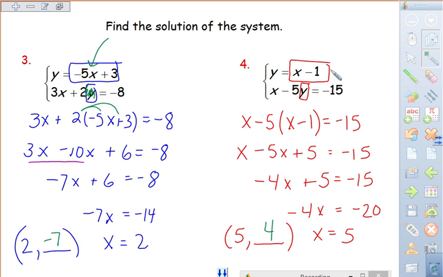Question 4. The top equation is solved for y, so I'm going to substitute that in for this y. So I'm going to be distributing a negative 5. So that's why I have a negative 5x and a positive 5, because a negative times a negative 1 is positive. Then I'm simplifying to get negative 4, and out comes 5. So then I'm plugging 5 in here, minus 1 is 4.